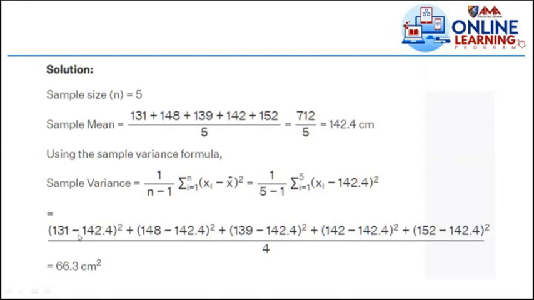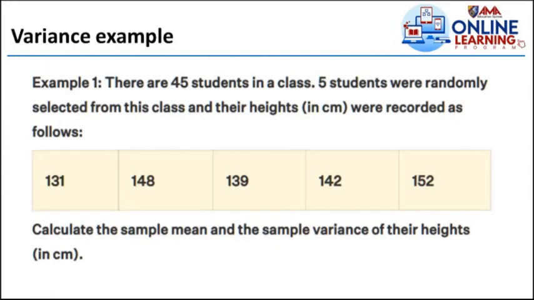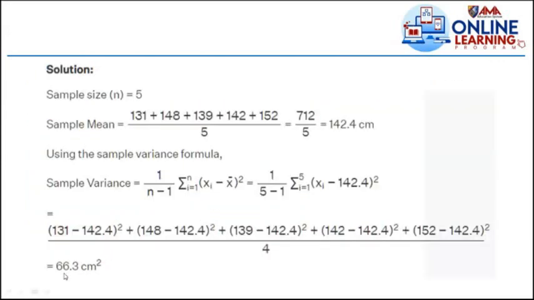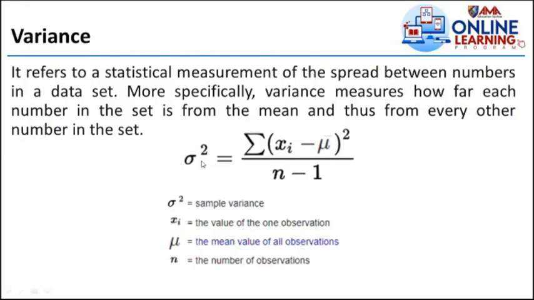So if we're going to look at the values, lahat po yun ay positive po, no? Kasi dito, 131 minus 142.4, negative yung lalabas. Negative 11.4. Pero pag ni-raise to 2 nyo yan, negative times negative, you're going to have a positive value. So therefore, we're going to compute for the sample variance for this data, okay, for the five students. The answer is 66.3 centimeters squared. So that's now our answer, and we applied your sample variance formula. Okay?